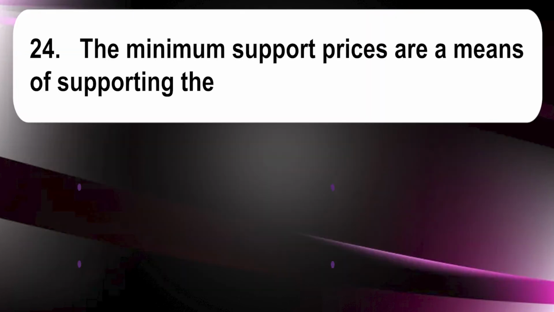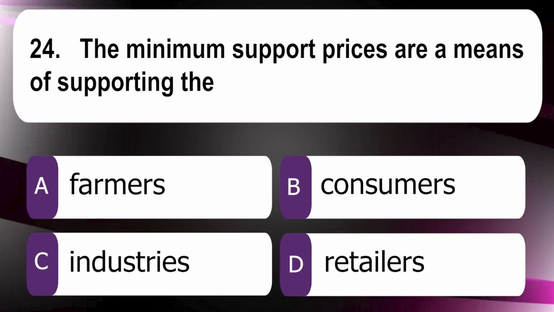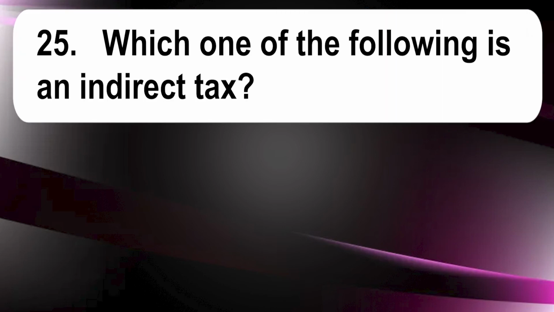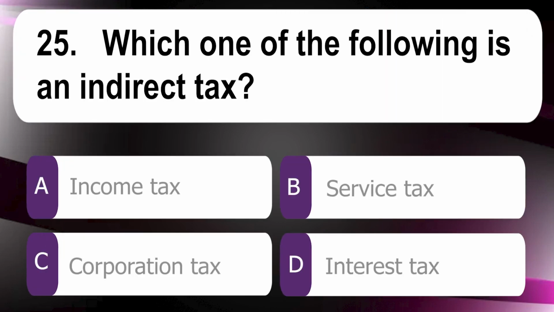24th question. The minimum support prices are the means of supporting the ____. A. Farmers. B. Consumers. C. Industries. D. Retailers. The correct answer is A. Farmers. 25th question. Which one of the following is an indirect tax? A. Income tax. B. Service tax. C. Corporation tax. D. Interest tax. The correct answer is B.